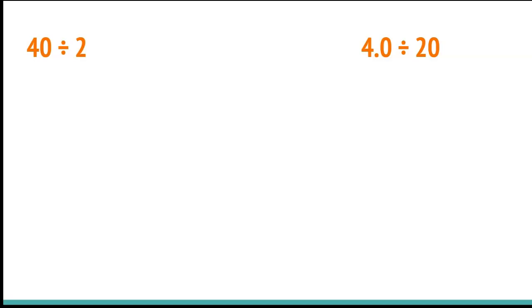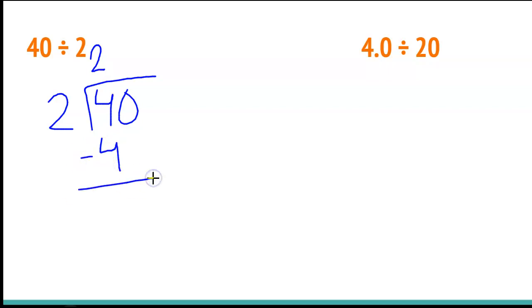So I have two problems right here. We're going to solve both with the standard algorithm to see how very similar it is when we divide integers and decimals. We're just working with different place values. All right, so I have 40 divided by 2. I have 4 tens divided by 2. I can put 2 tens in each group. I'm lining up those place values. That means I would have used up 4 tens, because 2 times 2 is 4. I have 0 tens left over.